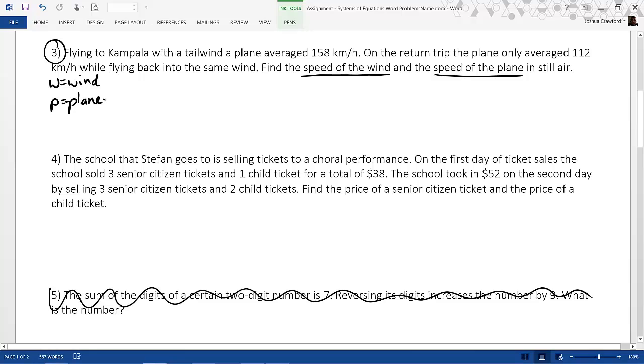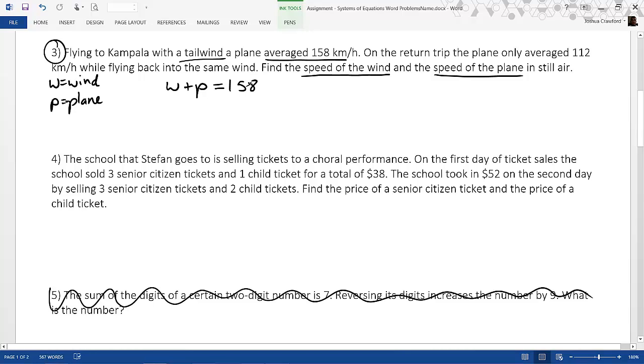Alright, now that we have that, let's set up our equations. With a tailwind means we're flying with the wind. So the wind and us are going the same direction, which means we're going to add the two speeds together. So the two unknown speeds, W and P, add together: W plus P equals 158.